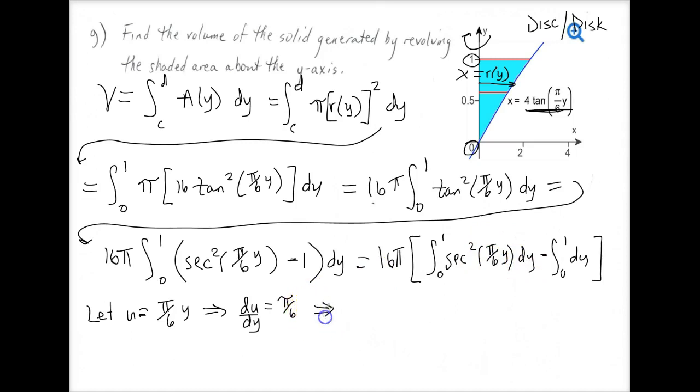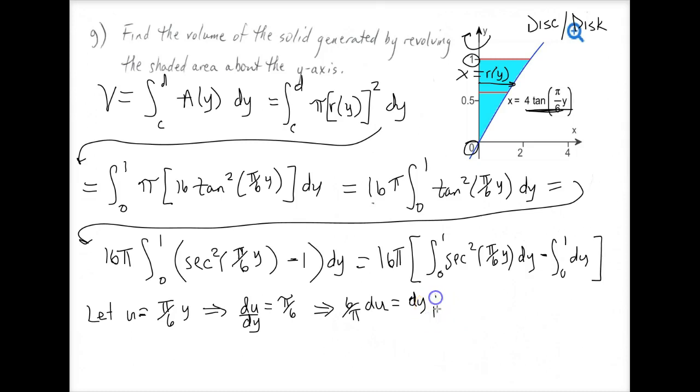So if I do that, multiply both sides of my equation by the reciprocal of pi over 6, which is just 6 over pi, and multiply both sides by dy, what I end up with is this scenario here. Okay? So I know that 6 over pi du is the same as dy.